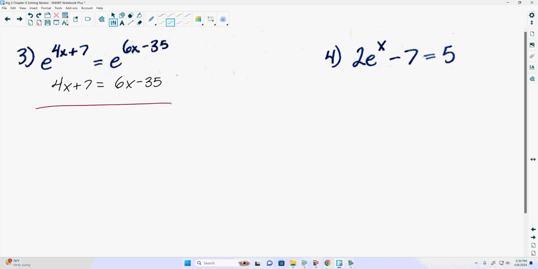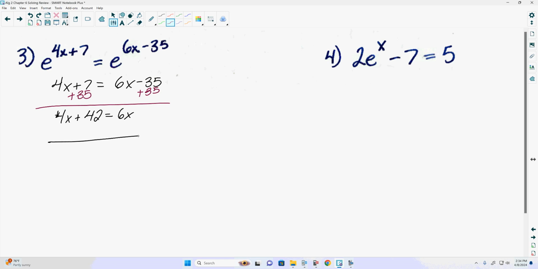Now, since we don't have any quadratic term, our x squared terms, we can go on and solve for x. We can get x by itself. Now, the first thing we can do is add 35 to both sides. And if we add 35 to both sides, we get that 4x plus 42 is equal to 6x.